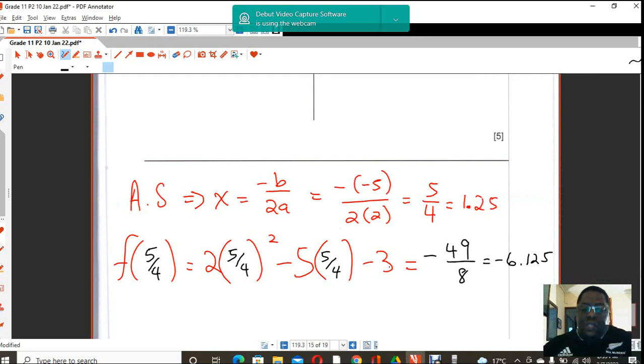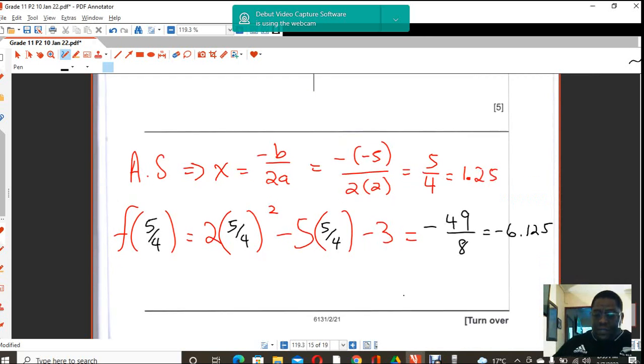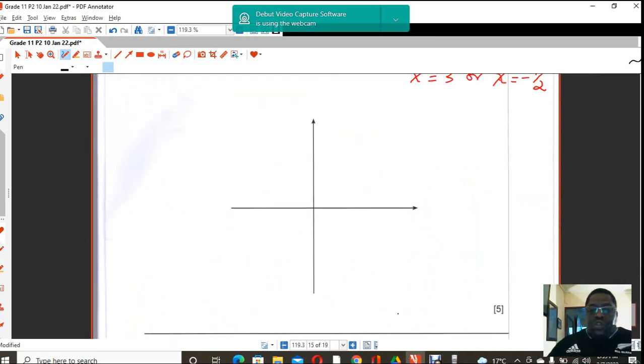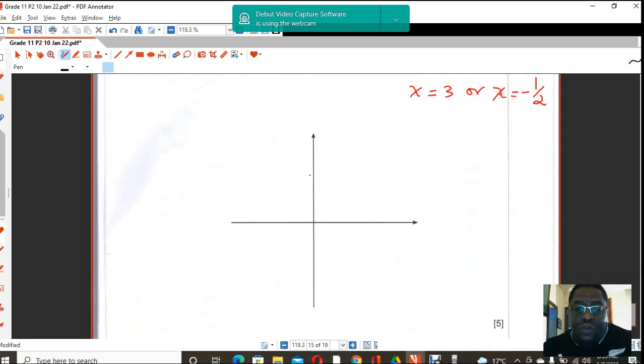All right. So this is the turning point. So this is where the graph will turn. Okay. So I am ready to sketch. So before you sketch, please label. That's the y-axis. That is the x-axis. And then obviously you're going to have something more or less like that.